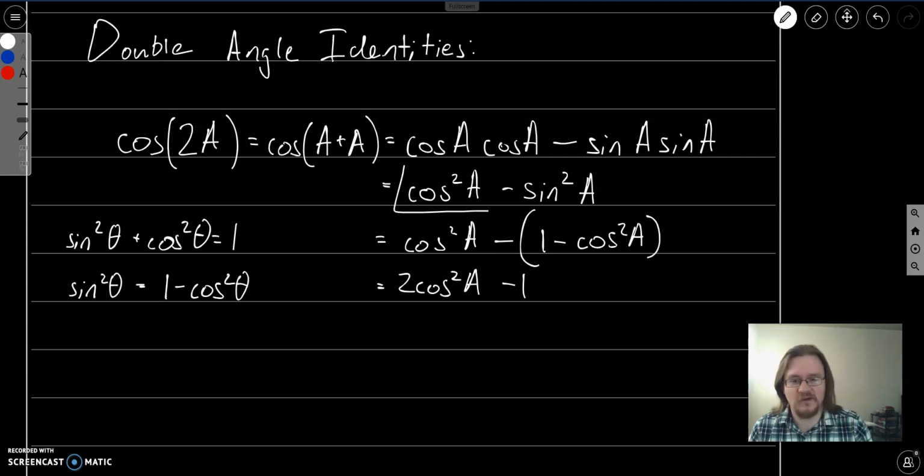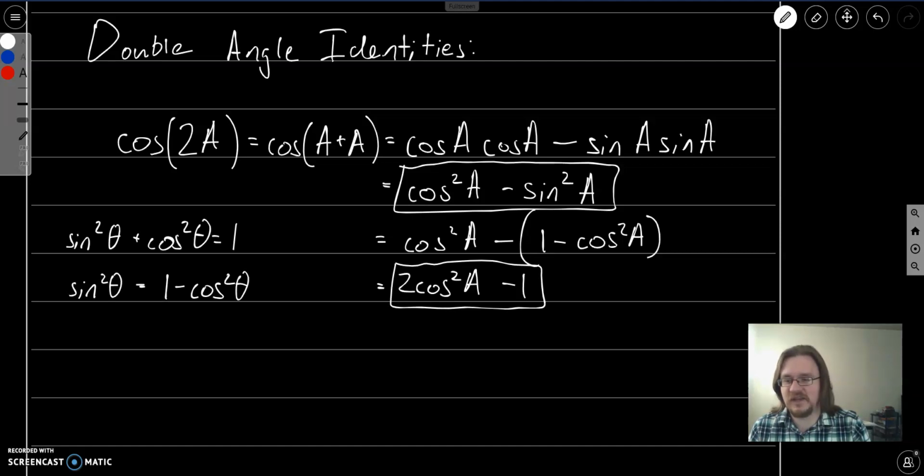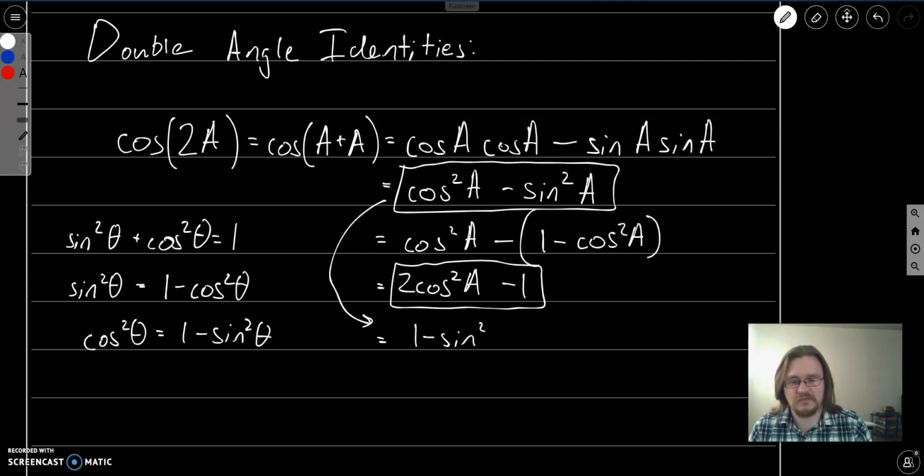So we've got one formula up here, but we don't even need the sine. We can just write it in terms of the cosine. But I can also solve this in terms of the cosine. So cosine squared is going to be equal to 1 minus sine squared. So we get a third formula. So instead of the cosine squared, I'm going to write 1 minus sine squared.